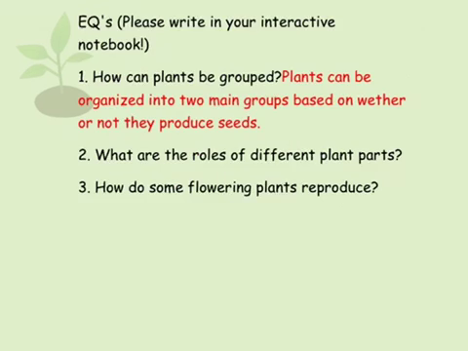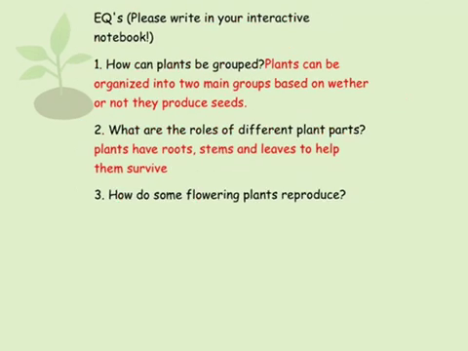And tonight we have answered the three essential questions. How can plants be grouped? Plants can be organized and grouped into two main groups based on whether or not they produce seeds. Number 2, our essential question, what are the roles of different plant parts? We learned somewhat more about the flower tonight than any plant parts. And next week in our other video, we'll learn more about how the plant parts work. But plants have roots, stems, and leaves to help them survive.